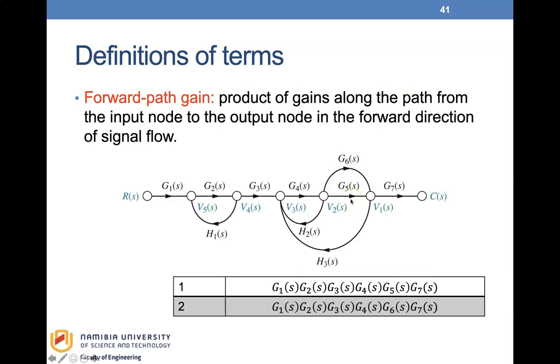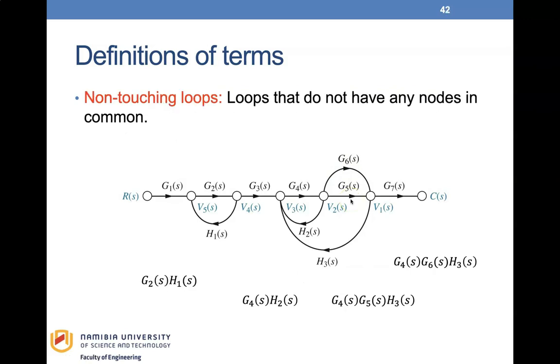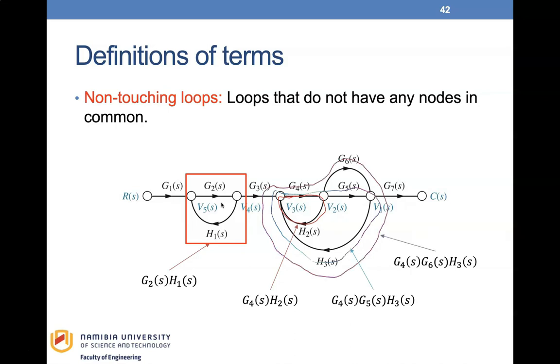The next element is the non-touching loops. These are loops that do not have any node in common. In this example, loop G2(s)H1(s) does not touch loops G4(s)H2(s), G4(s)G5(s)H3(s), and G4(s)G6(s)H3(s).